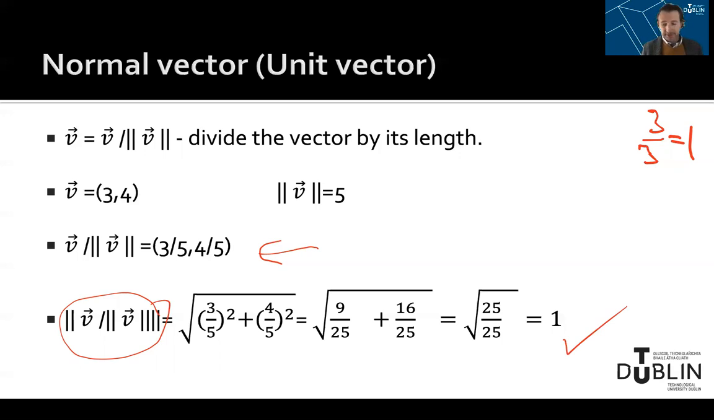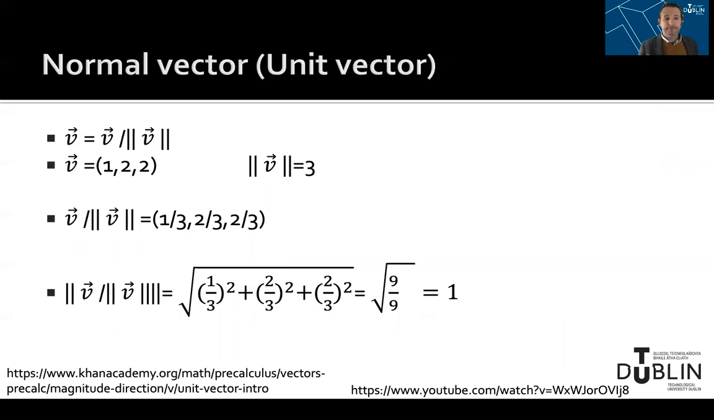Why you want to make something of length 1: it's easier. It means that the magnitude of something doesn't matter as much. You can just look at directions. In 3 dimensions, the exact same rule. You take your vector, you get the length of your vector, and you divide each component by that length. Easy as 1, 2, 3. So here, to check it, you calculate the length of it, you show that the length is the same as 1, and therefore it is a normal vector.